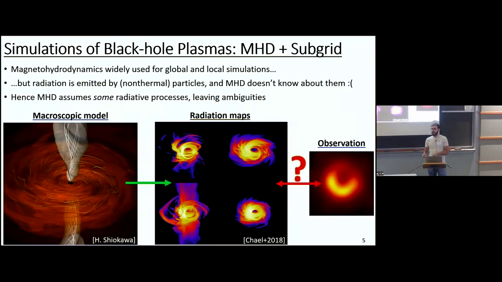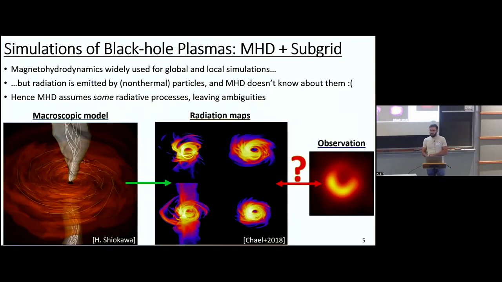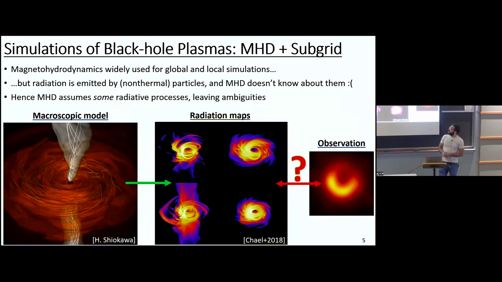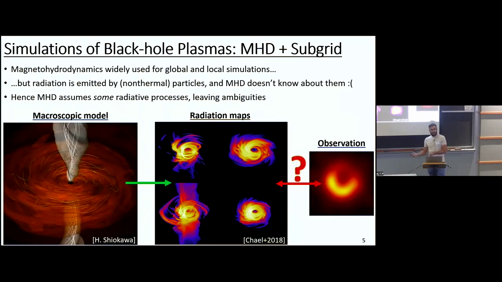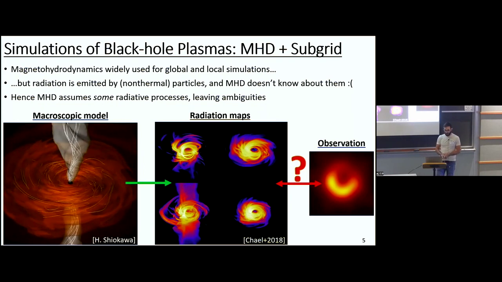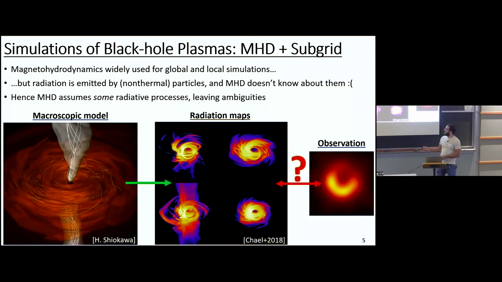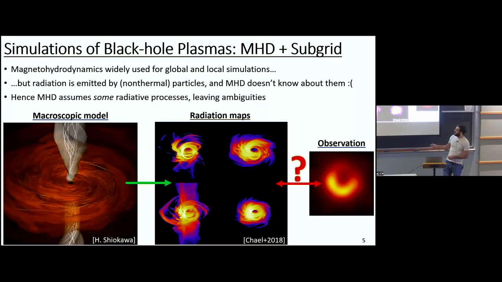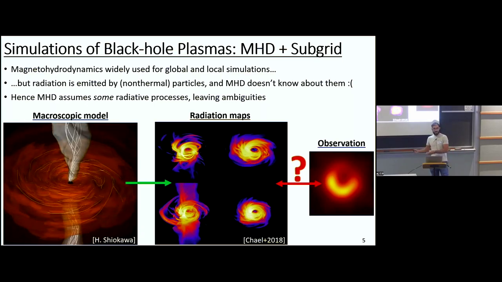Because magnetohydrodynamics can be used for global and local simulations, but radiation ultimately is emitted by particles and often non-thermal particles, and MHD doesn't really know about those. And so the classical example of this sort of problem is having a simulation that is processed through some radiation, what we believe is a radiation mechanism that produces radiation maps.